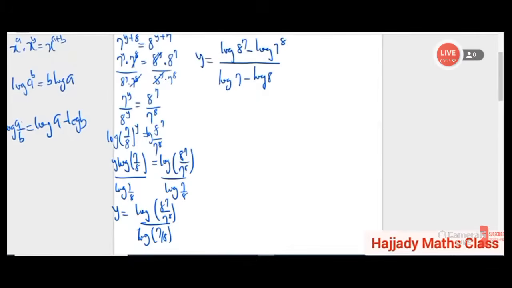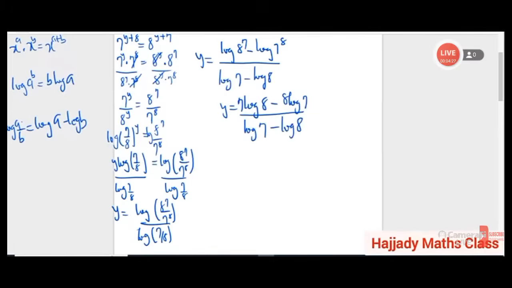And from here, we can possibly say, using this same law that says log a raised to power b is the same thing as b log a, the same thing can be applied here. So my y will be equals 7 can go to the back. So 7 log 8 minus 8 log 7, everything over log 7 minus log 8.